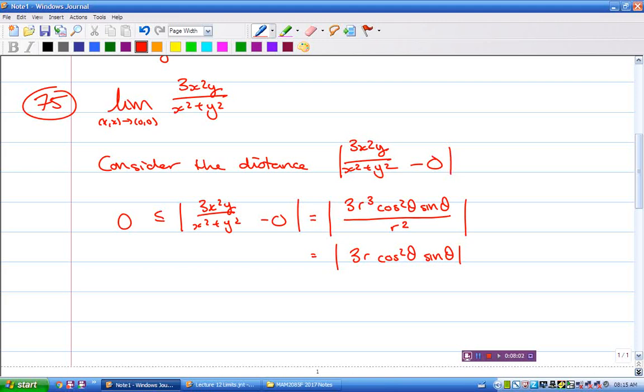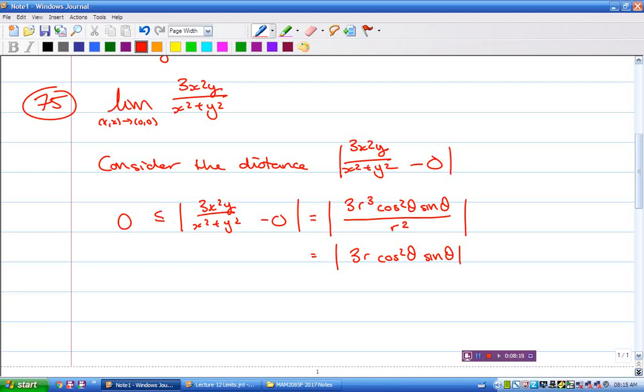Yes? Question in the front? How did I get r cubed? Because the x is r cos theta, so the x squared will be contributing an r squared, and the y is r sine theta, so the y is contributing another r. Glad you asked that question. I'm sure lots of people were wondering.